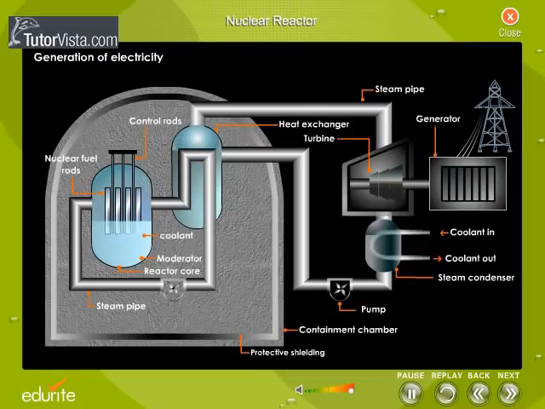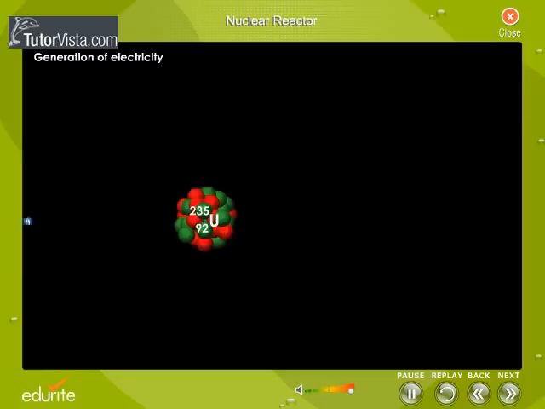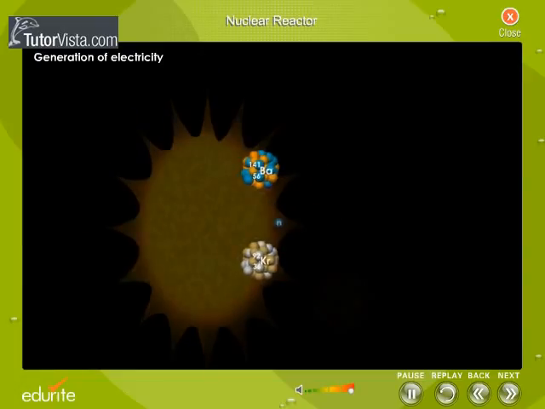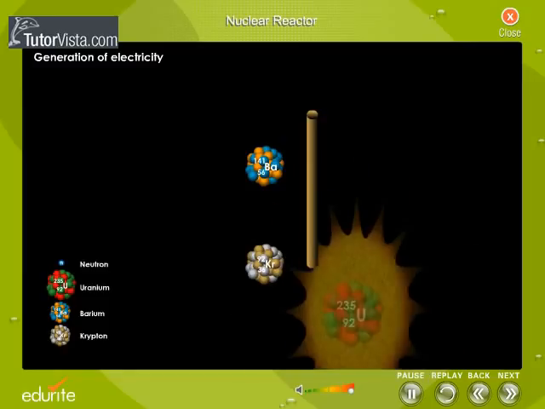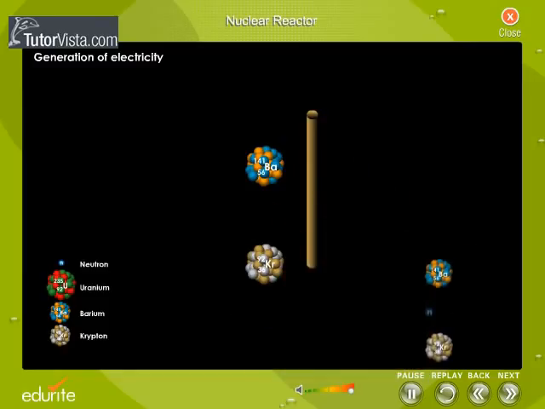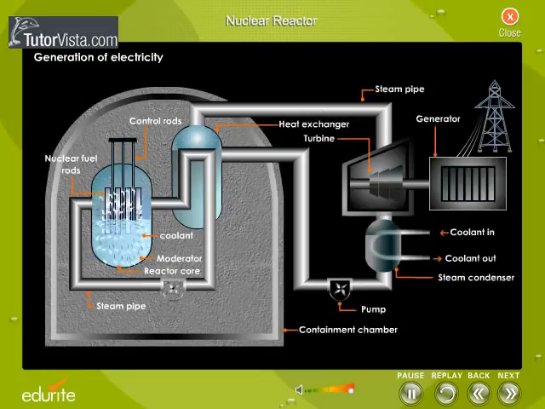Generation of electricity. When the neutrons strike U-235 rods, it splits into barium, krypton and neutrons. The position of the control rods are adjusted in such a way that only one neutron is left behind to continue the chain reaction. At this stage, the reactor attains criticality.